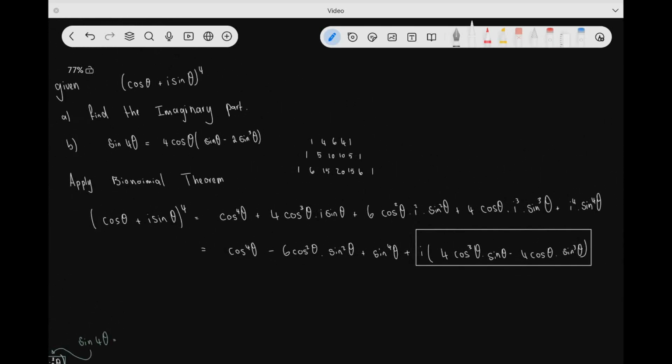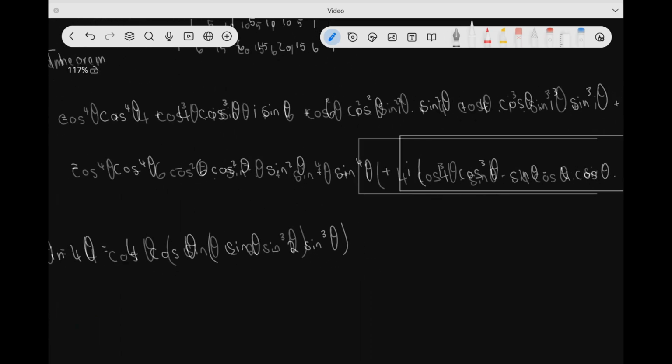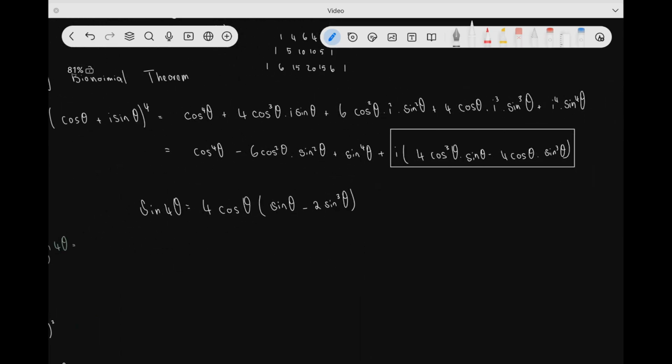So now we need to show the following. We need to show that sine 4 theta is equal to 4 cosine theta sine theta minus 2 sine cubed theta. Okay, so let's equate the imaginary part.